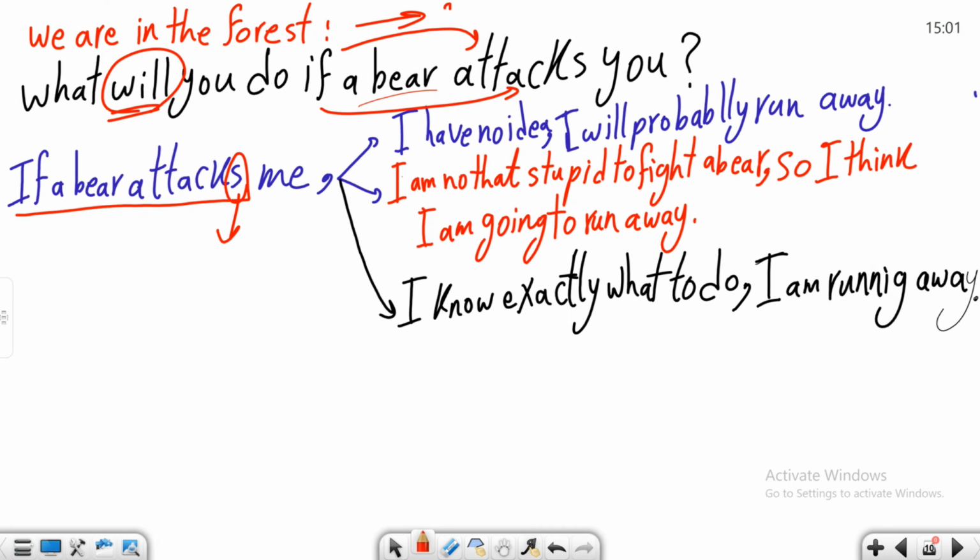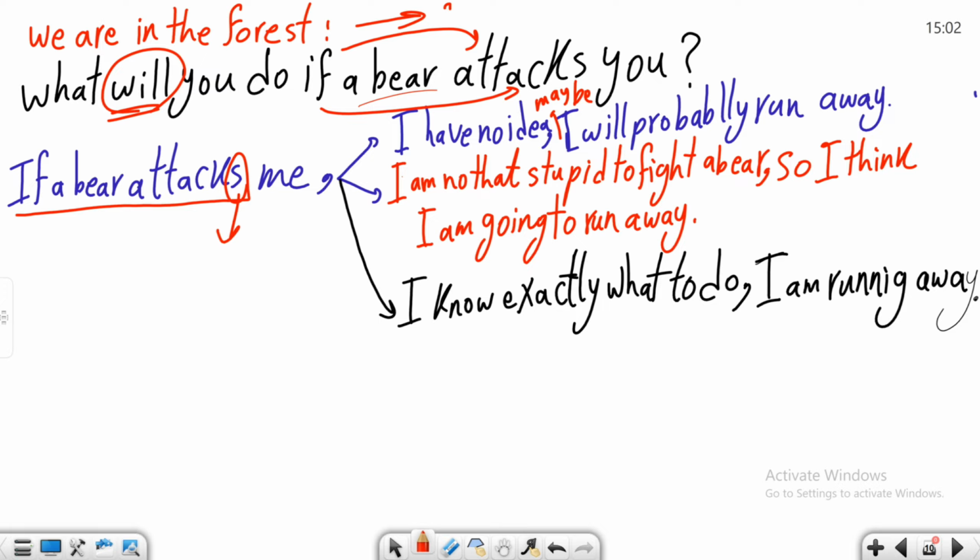So we are in the forest and a bear can attack us any minute. I say, if a bear attacks me, I have no idea. So here I'm telling you, I don't have any decision. I don't know. Maybe I will predict. Maybe I can say, I will probably run away, or maybe I will run away. So here I am speculating. I don't know what is happening. I don't know what my reflexive action will be, because I don't know.